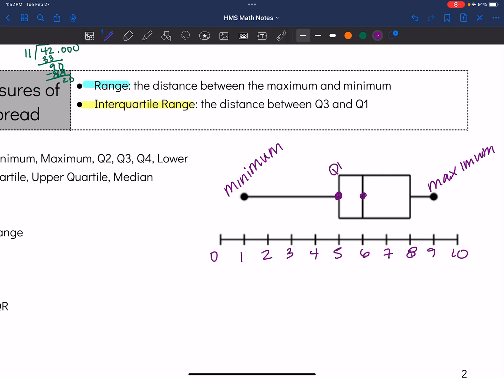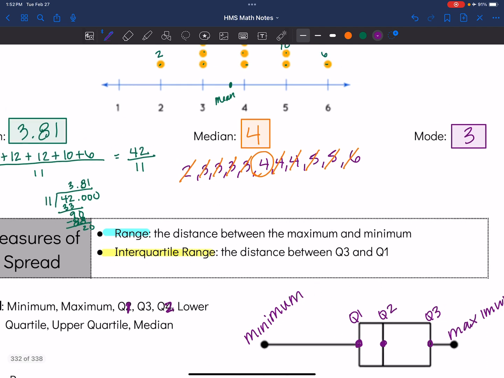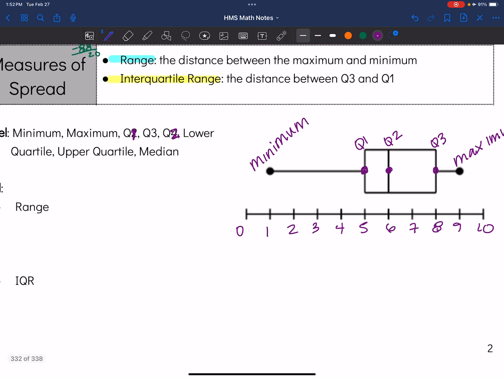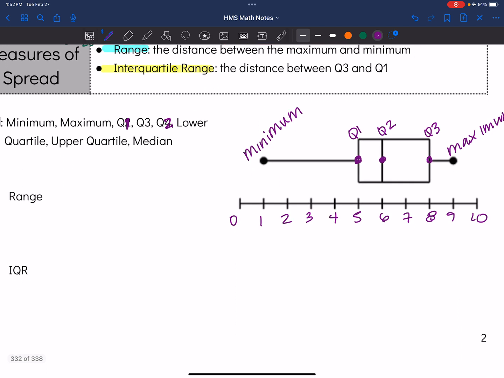This guy is quartile 2. This guy is quartile 3. So quartile 1 and quartile 3 are the edges of your box. And then quartile 2 is the median. That's the middle value, right? Like if my dot plot was on a box plot, 4 would be the middle value. Except this guy, it's 6.